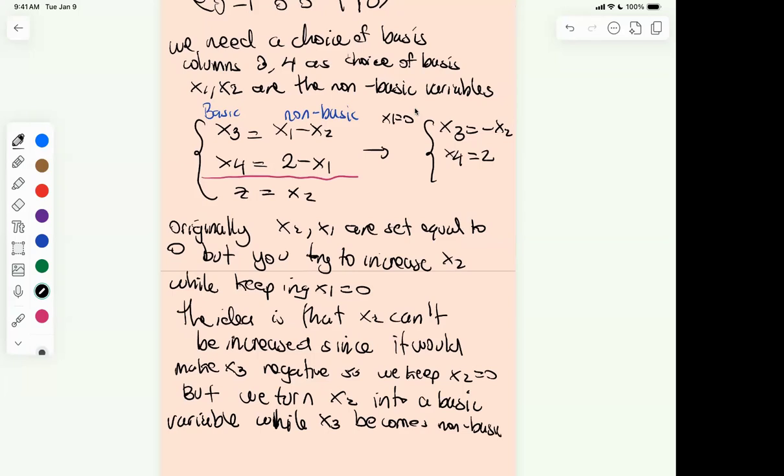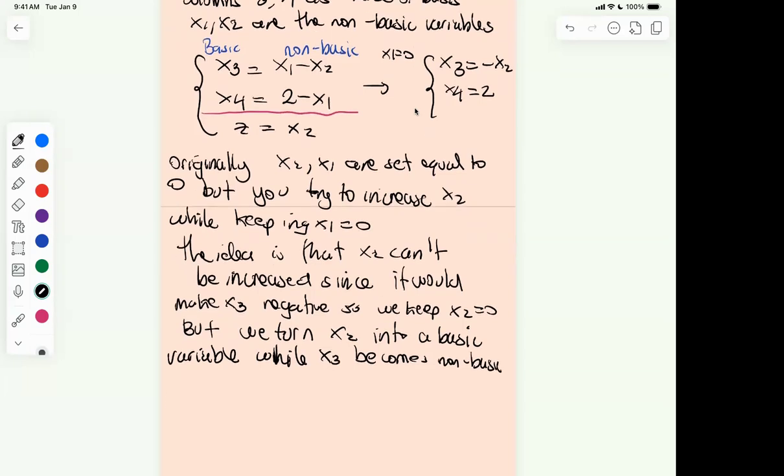So by the way, this is not how we will solve degeneracy in general. I'm just trying to show you what would happen if you try to do it by brute force. There's a more clever way. But what I'm trying to say is that you kind of swap the roles here.